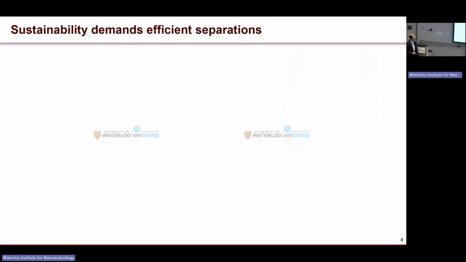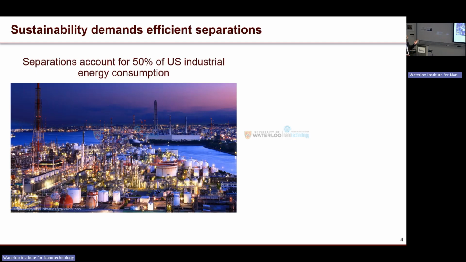Then if we look at other kinds of separation, if we look at industry, and if we think about what we are going to need to move towards a sustainable civilization, separations actually plays a very major role. And if you look at US industrial energy consumption, about half of it is for separations. So it's really a very big footprint. And so clearly, if we want to move towards sustainability, if we can improve separations, that's one major lever.